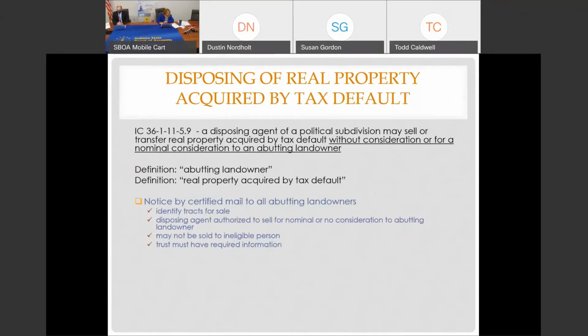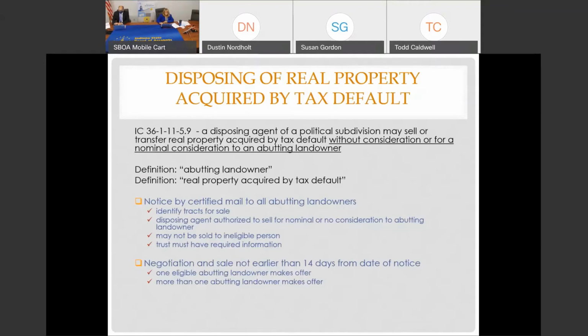So if you're going to use this section, then there's a notice by certified mail to abutting landowners with certain pieces of information that are listed there. And then there's a negotiation and sale not earlier than 14 days from the date of notice. And there are different rules if there's just one eligible abutting landowner or if there's more than one.